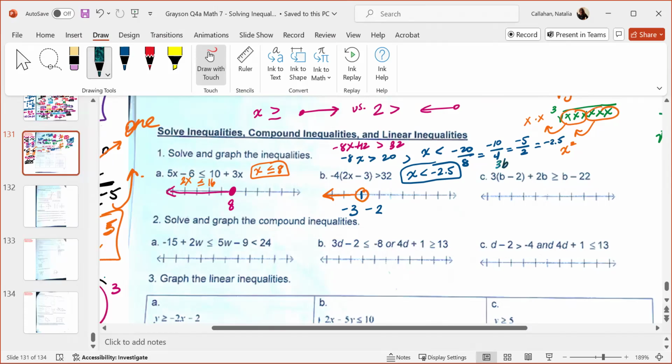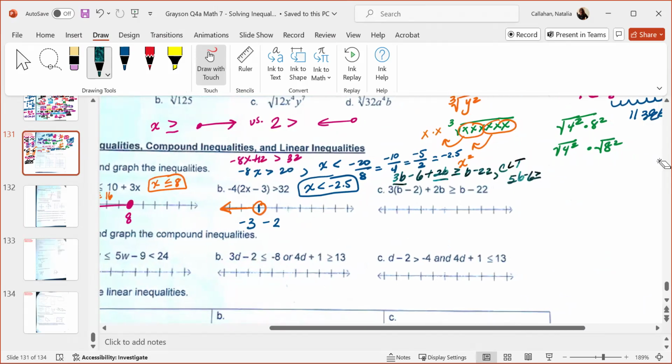Distribute. You get 3b minus 6 plus 2b is greater or equal to b minus 22, right? Okay. Subtract the b, or actually combine like terms. 3b plus 2b is 5b minus 6 is greater or equal to b minus 22, right? Okay. Then we're going to subtract the b. So 5b minus b is 4b minus 6 greater or equal to negative 22, right?